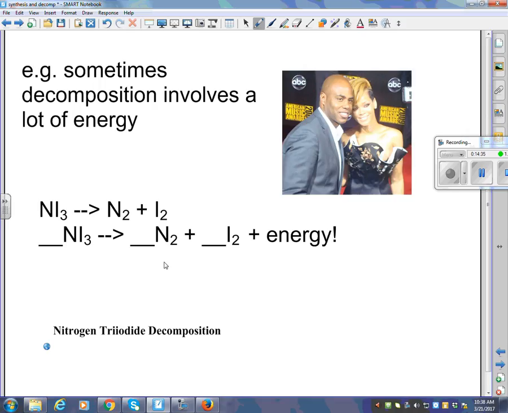NI3 breaks down into N2 and I2. It also releases a lot of energy. Would you like me to show you the video of decomposition of nitrogen triiodide? Is this balanced? I got two N's here, right? So I need a 2 there. Now I got 6 I's. So I need... That's going to be 2, 1, 3, I think, right?